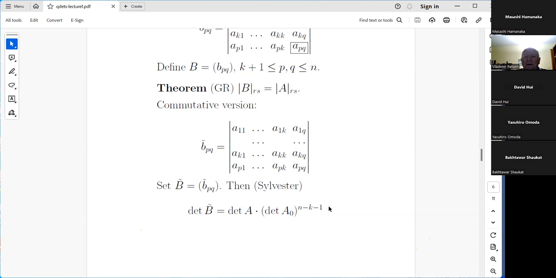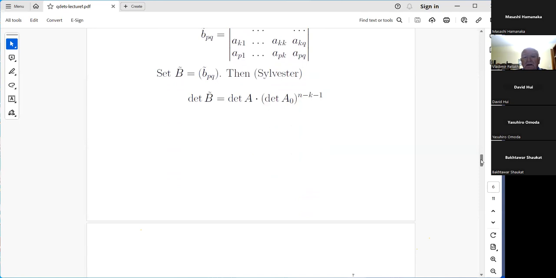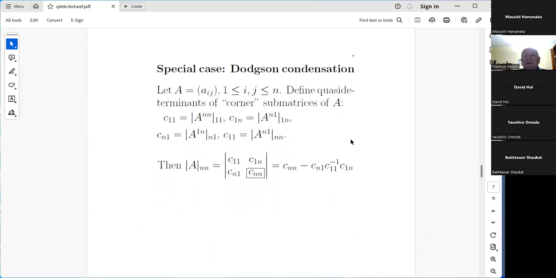Now, since we are talking about non-commutative integrable systems, there is a popular special case, which is called Dodgson condensation, or Lewis Carroll identity, or whatever. This is the case when your matrix A naught is an n minus 2 by n minus 2 matrix which sits in the center of A. So what you do, you take your matrix A, remove the last column and the last row, and take the quasi-determinant 1, 1. Then let's move to the right.